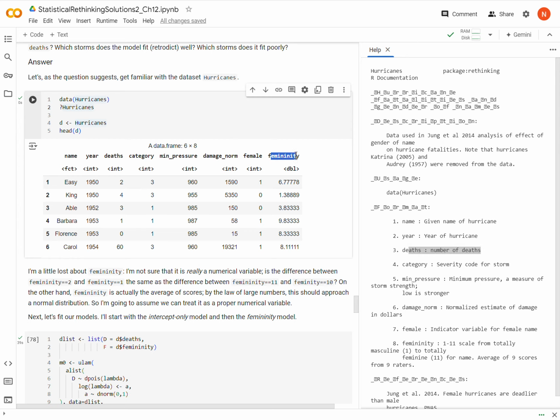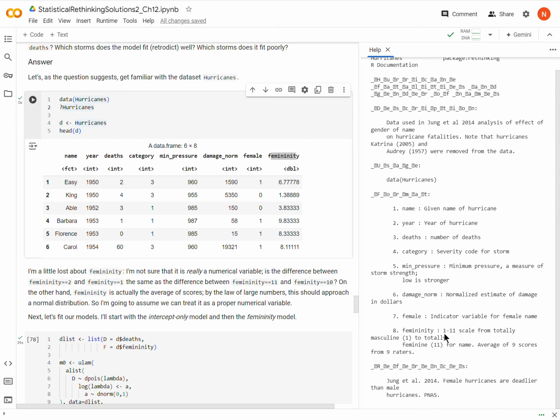And then there is femininity. Femininity is a scale of 1 to 11, where 1 is a totally masculine name and 11 is a totally feminine name. And these numbers were arrived at as the average of 9 scorers. So I guess they saw a name and then rated whatever name was given on a scale of 1 to 11, where 1 is masculine and 11 is maximally feminine. So that's how it all goes.